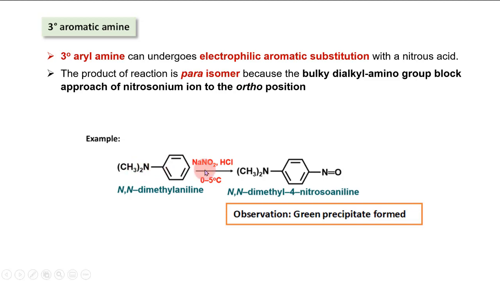So when it reacts with this nitric acid, it cannot substitute at the positions ortho or meta, but it only substitutes at the position para. Okay, so for this nitroso, it will attach at carbon number 4. So 4-nitroso, because it's attached at carbon number 4 in the benzene. So the observation for tertiary aromatic amine is that you're going to observe green precipitates. For this chemical test, tertiary aromatic amine, green precipitates form.